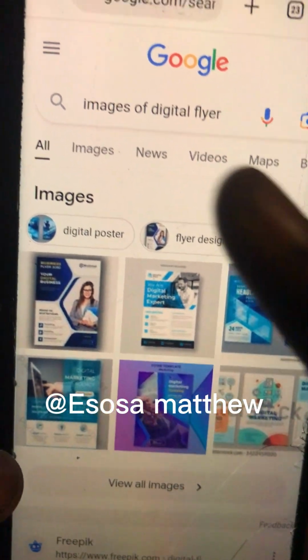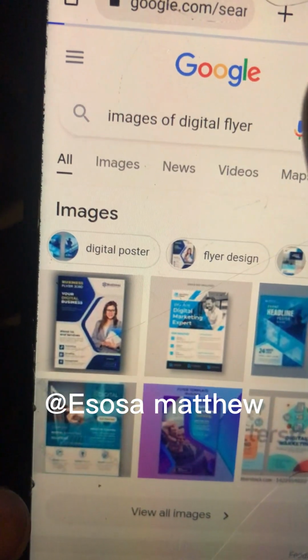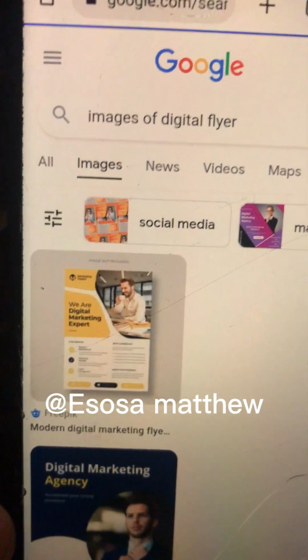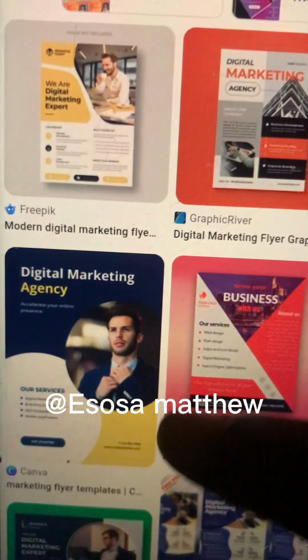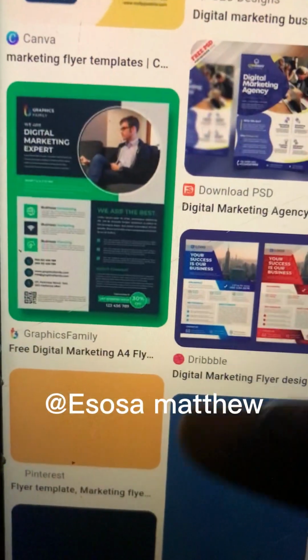All right, so now you see the difference. These are images of a digital flyer. This is what a digital flyer looks like.